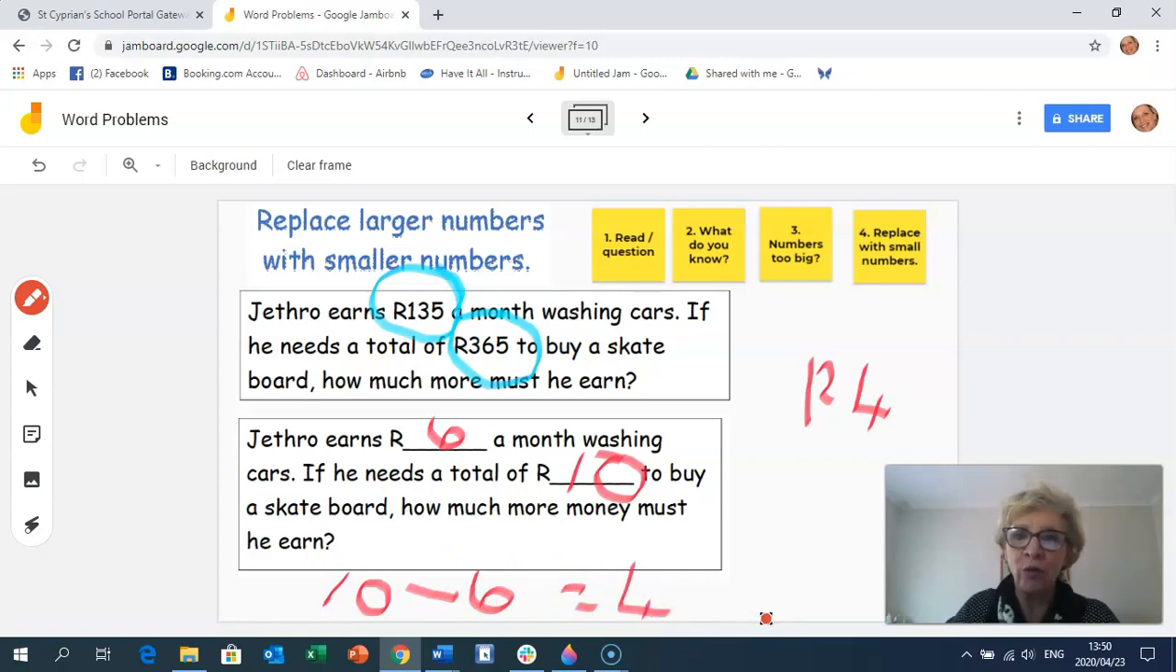Your mind and your eyes work together to figure that one out. So now you know that when you go back to the one with bigger numbers in, you say 365 minus 135, as you did here, will give you your answer. So you would do well to try that if you are sitting with a problem that has numbers that are too big and it's just too difficult for you to think about.